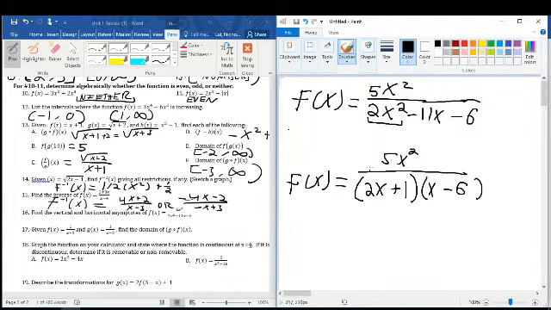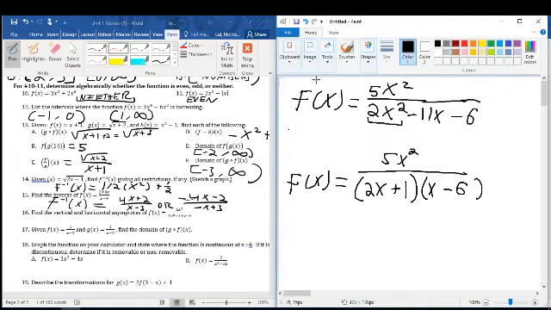And to double check the factor, 2x times x is 2x squared. 2x times negative 6 is negative 12x. 1 times x is x, and 1 times negative 6 is minus 6. That becomes 2x squared minus 11x minus 6, okay? So we check that factoring is correct. It is.